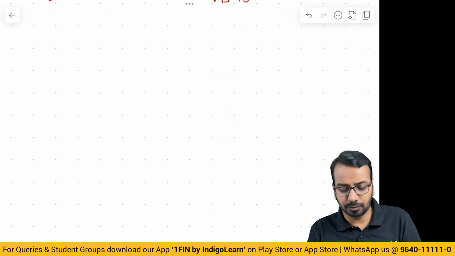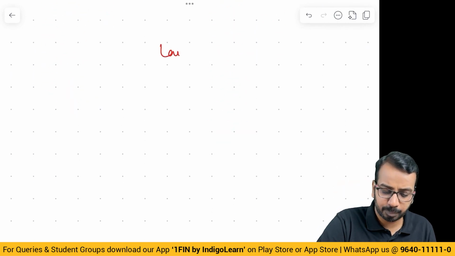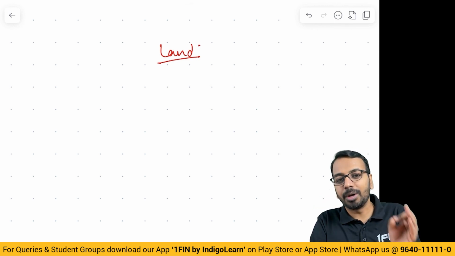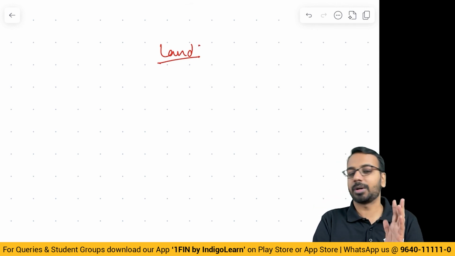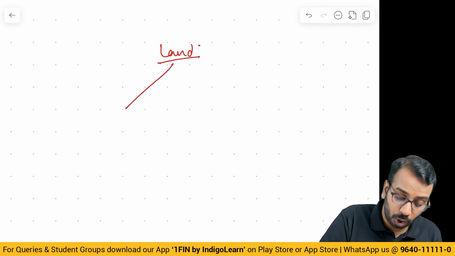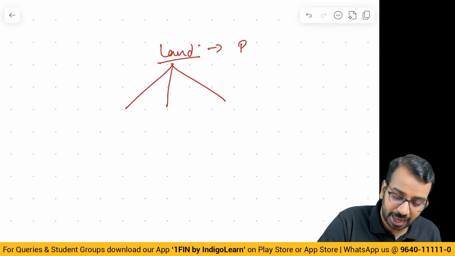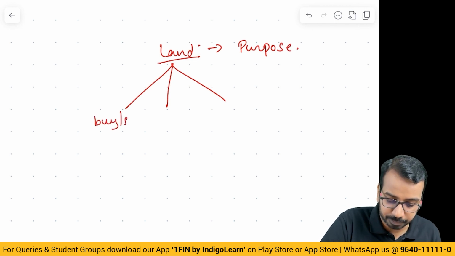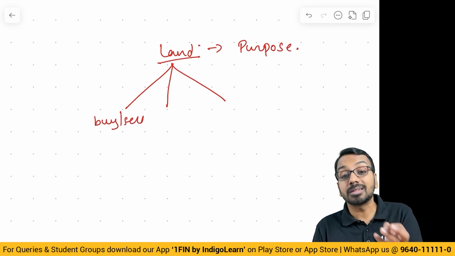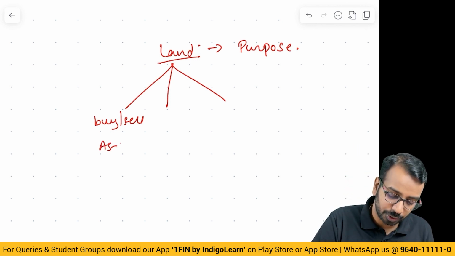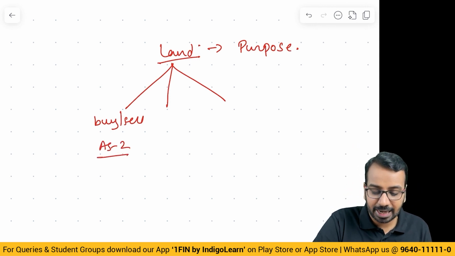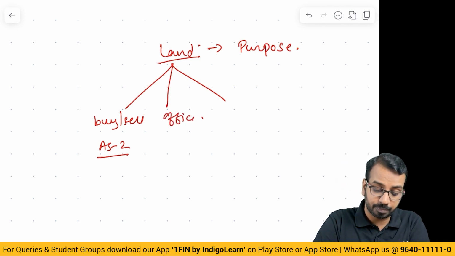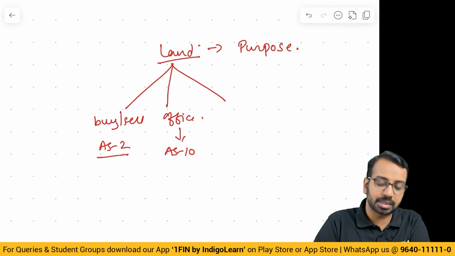One more example I would like to give you. Sometimes what happens is we have land. Now, don't jump to the conclusion that the moment you see a land, it has to be a fixed asset or property, plant and equipment. You again have to see what is the purpose. For this land, what is the purpose? If the purpose is to buy and sell, like for example, if you look at a construction company, then this will be your inventory. If you use that land to construct a building for office purpose, then it will be covered under Accounting Standard 10.